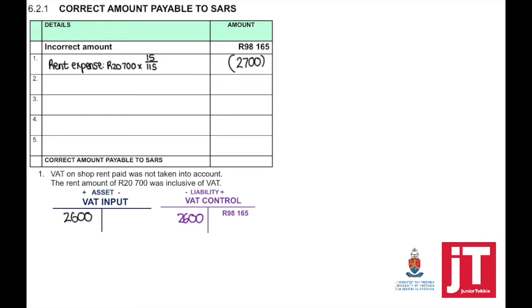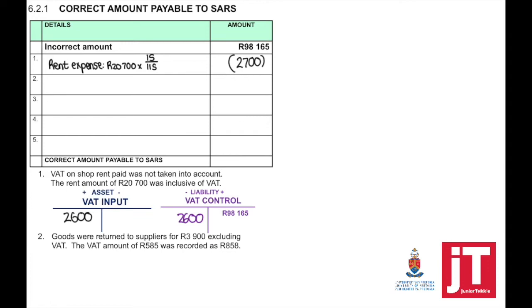So 2,700 must be shown in brackets. So yes, it's added to your VAT input. Your assets will increase, but that will have a negative effect on the amount payable to SARS. Number 2, goods were returned to suppliers for $3,900 excluding VAT. The VAT amount of $585 was recorded as $858.